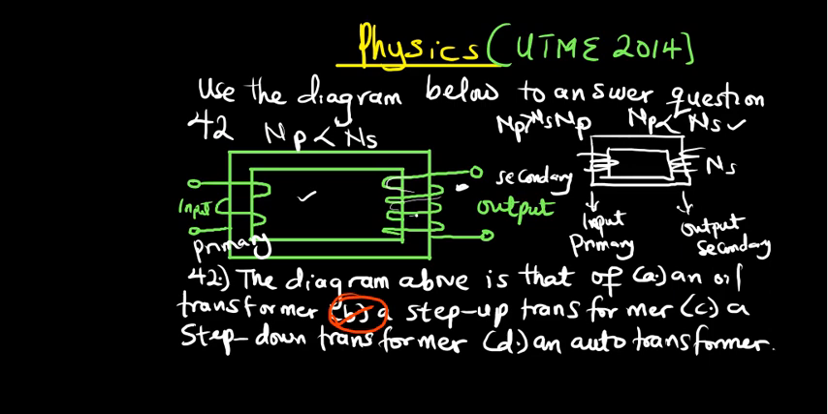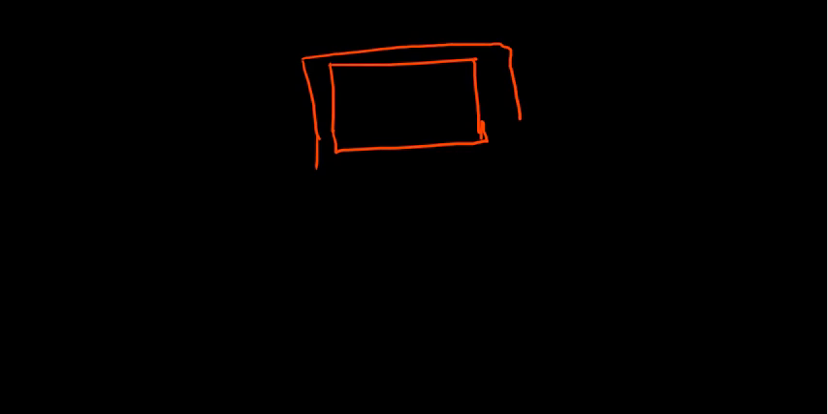It would have been a step down transformer if the number of turns in the primary coil were greater than the number of turns in the secondary coil. That is, if the coil looked like this, it would have been a step down instead of a step up, and we would have something like this. I hope you understand.